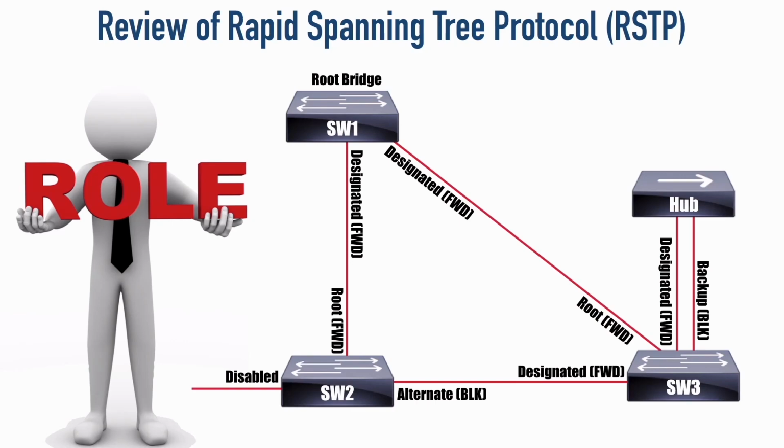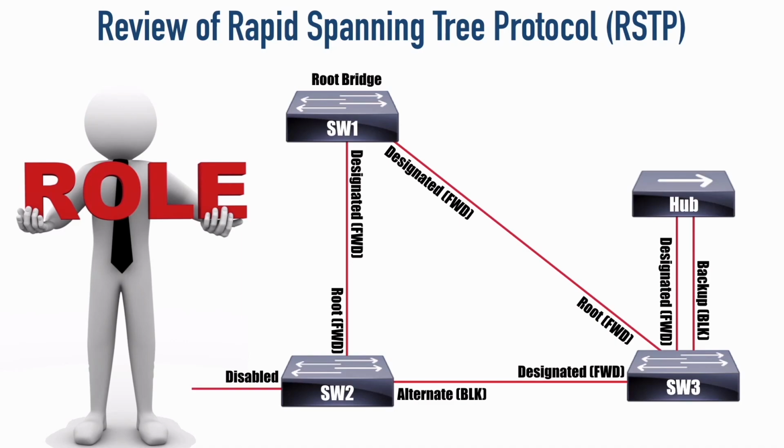Now let's review some of the basics of Rapid Spanning Tree Protocol. We still have a root bridge, just like we do in traditional Spanning Tree Protocol. We still have designated ports, which is a port on a segment that's closest to the root in terms of cost. We still have a root port, which is a port on a non-root bridge that's the closest to the root in terms of cost. We still have a disabled port, or a port that is shut down.